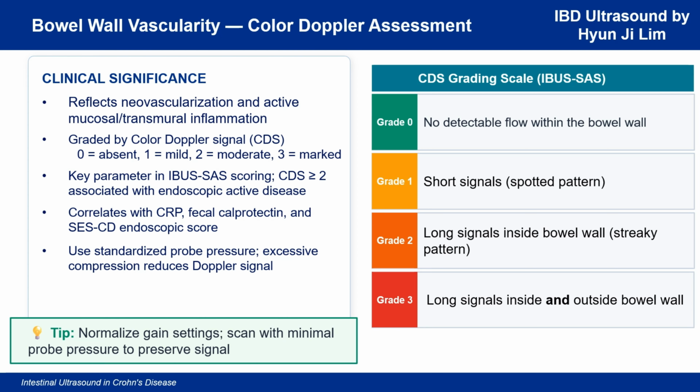Color Doppler assessment of the bowel wall vascularity is an essential component of intestinal ultrasound for the evaluation of inflammatory activity. It reflects neovascularization and active mucosal and transmural inflammation. In the IBUS-SAS scoring system, the color Doppler signal, CDS, is graded on a 0 to 3 scale. A CDS grade 2 or higher is generally associated with endoscopically active disease and correlates with objective inflammatory markers including CRP, fecal calprotectin, and the SES-CD endoscopic score.